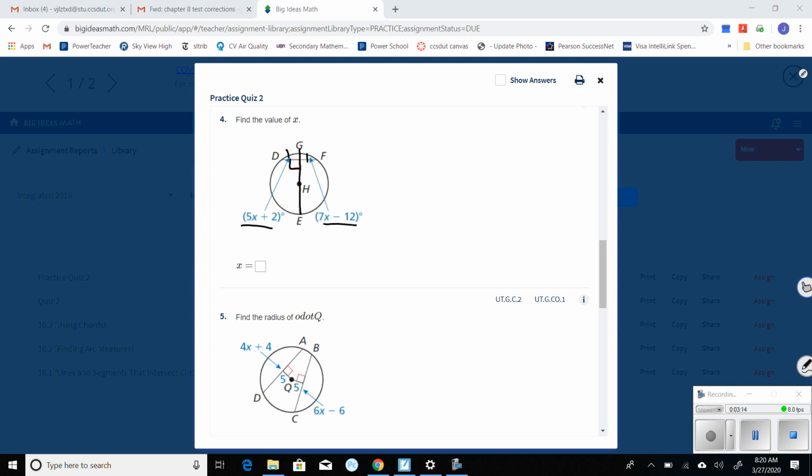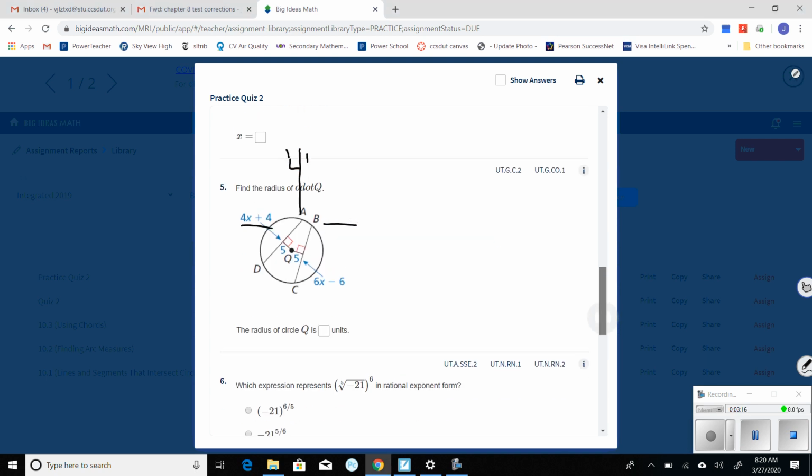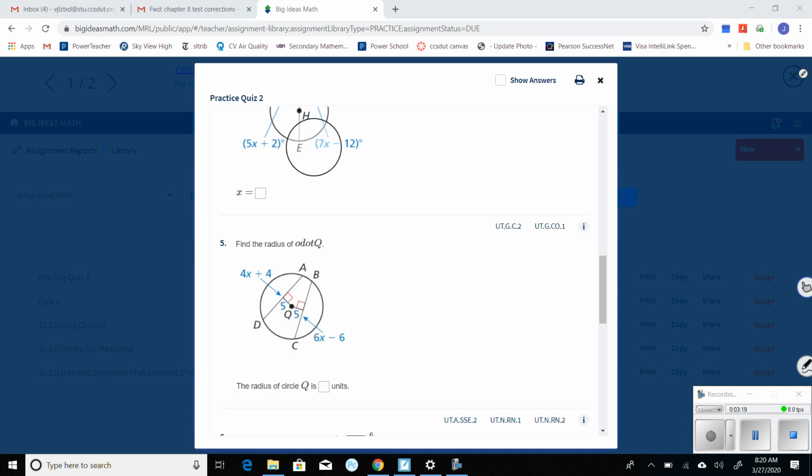Number 5, if you have two chords that are an equal distance from the center, those are both 5, that means the chords have to be equal. So that means that the length of that chord has to be equal to the length of that chord. So you'd set those equal and solve them.